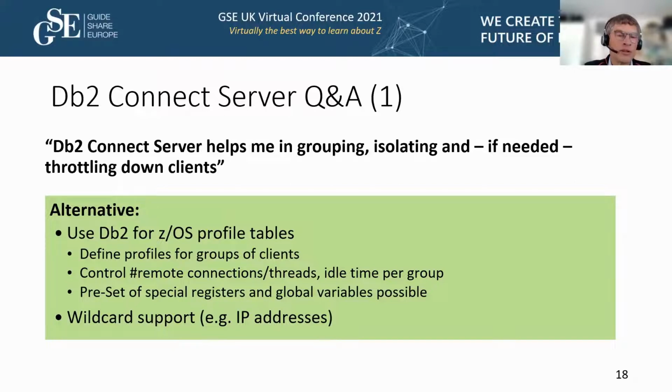Another advantage of profile tables is that you can define special register settings for clients which come into DB2 via a certain type of profile. And I think starting with DB2 12, wildcard support was added, so that you can also easily manage groups of clients with IP address wildcarding in profile tables. So from that point of view, yes, we have an alternative to control these clients which are currently running behind the DB2 Connect server gateway, with means provided by DB2 itself.